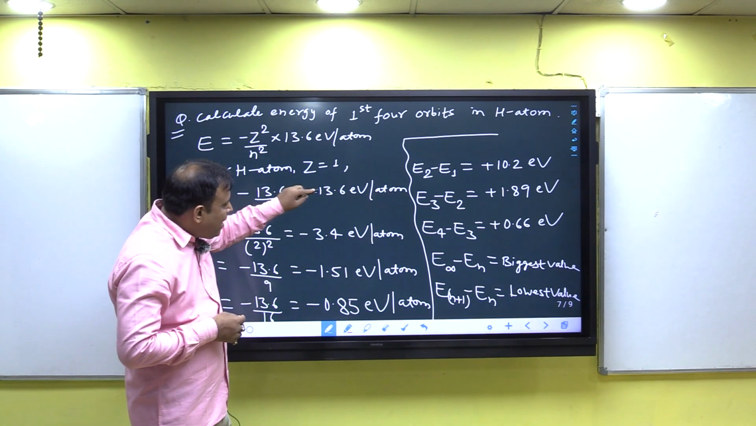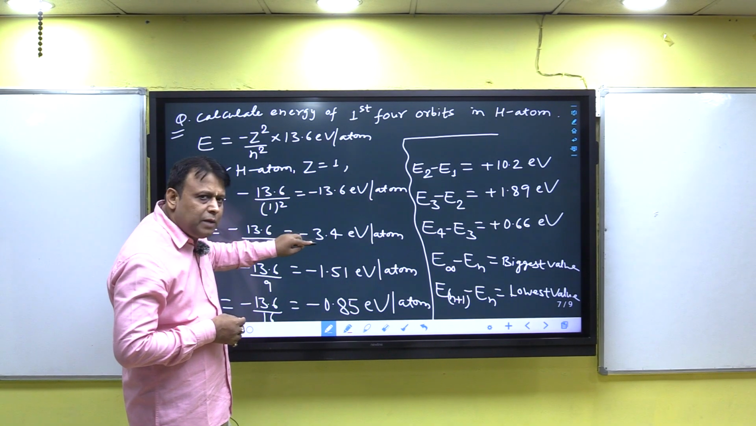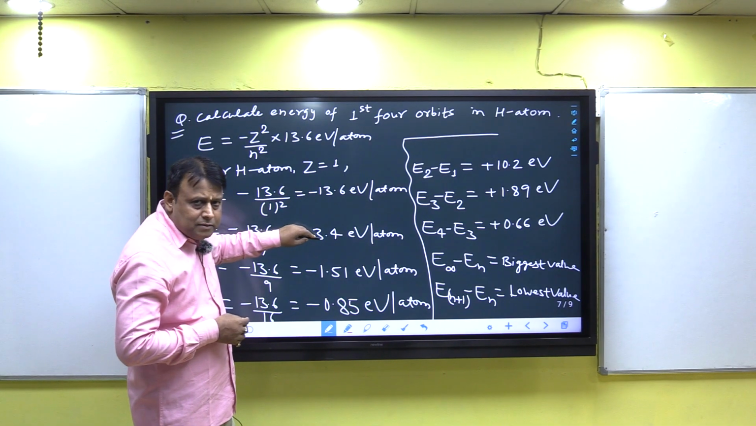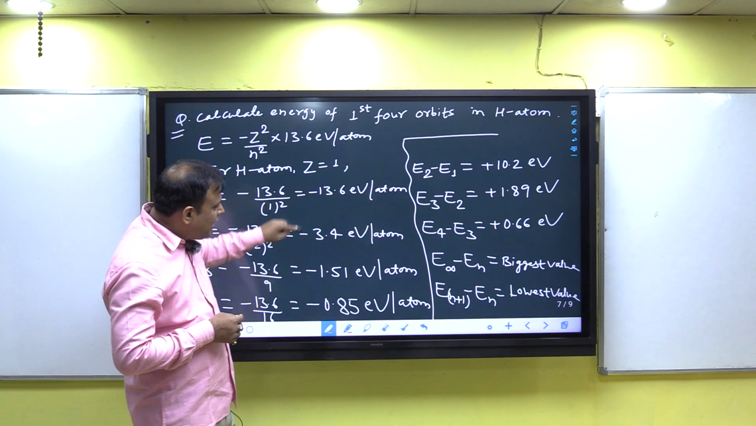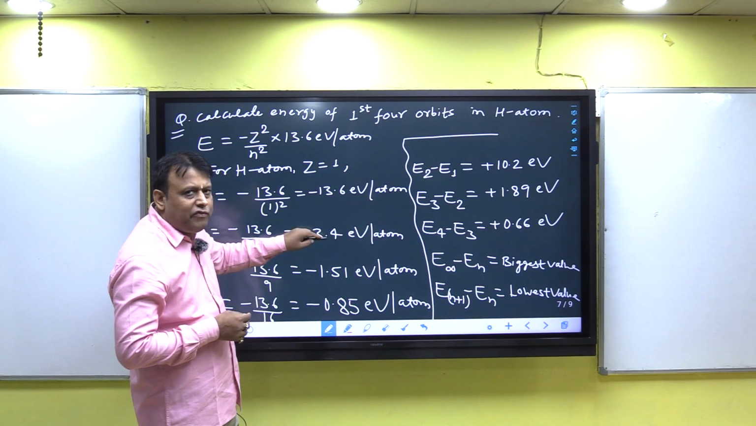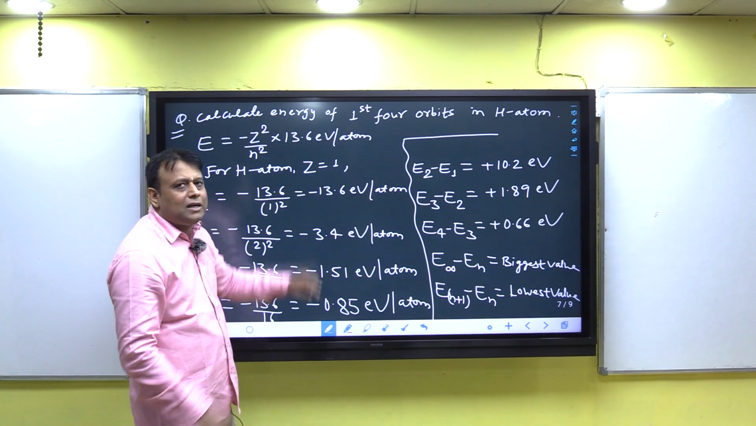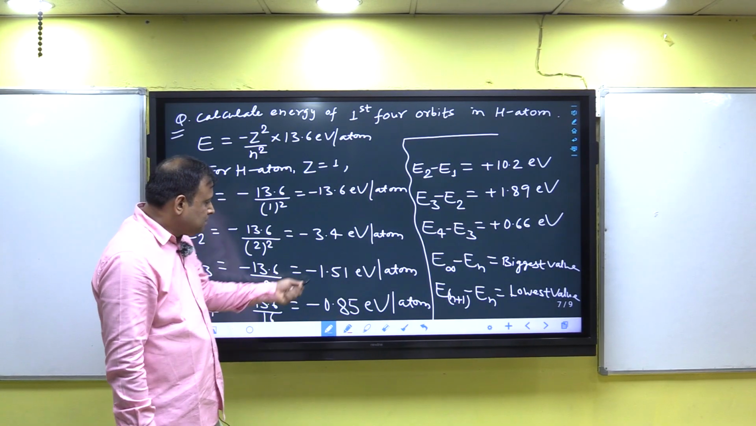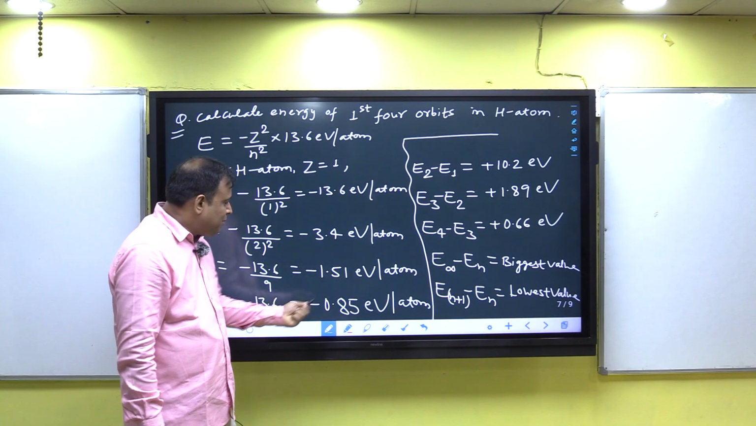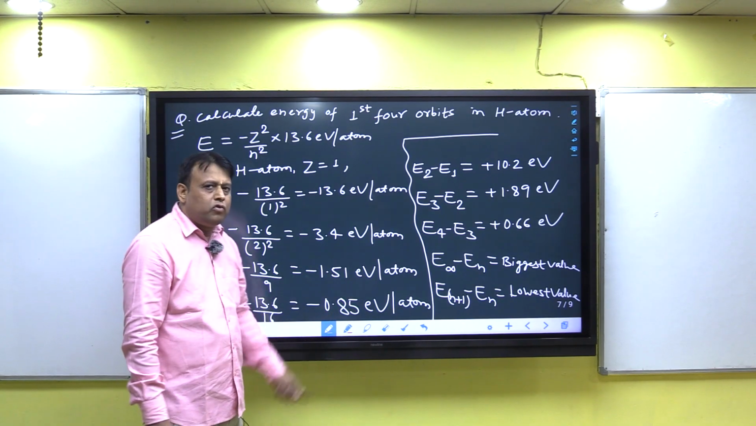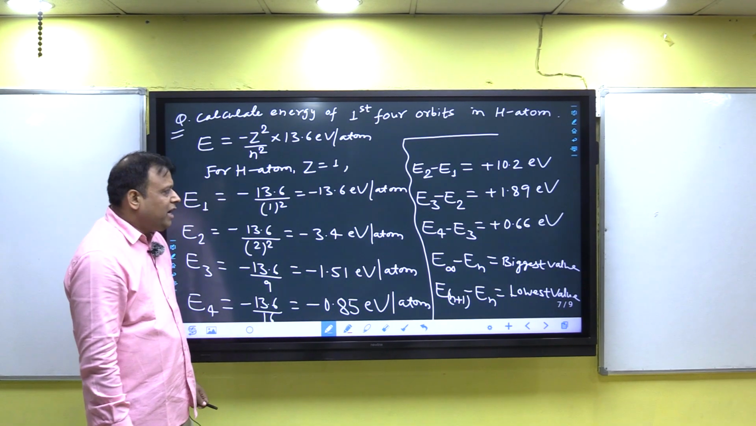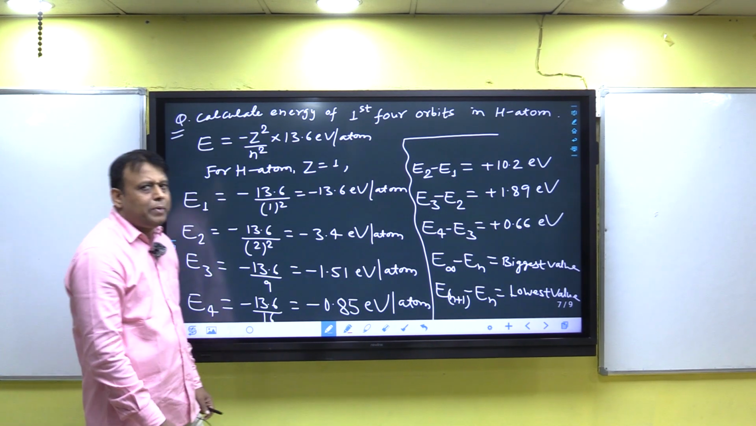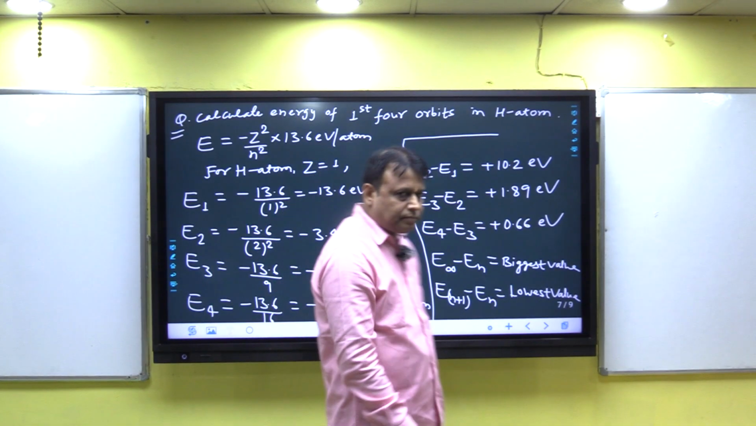Look at the board. Minus 13.6, minus 3.4. When N increases, the numerical value decreases because of the inverse relation. But with the negative sign, minus 3.4 is greater than minus 13.6, and hence as N increases, energy increases. When N is equal to 3, energy is minus 1.51, N is equal to 4, energy is minus 0.85. So always keep in mind, when N increases, the energy of the electron increases.